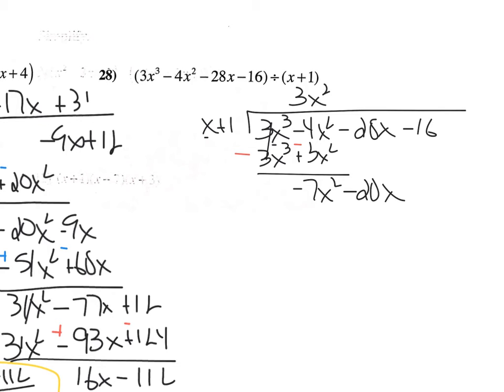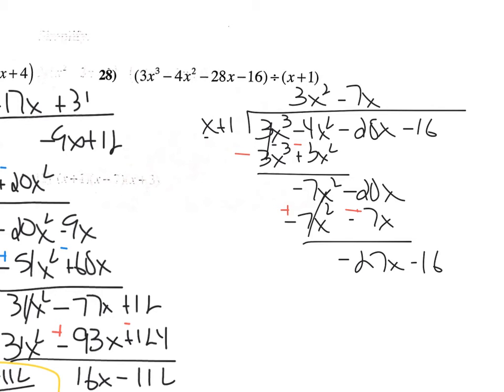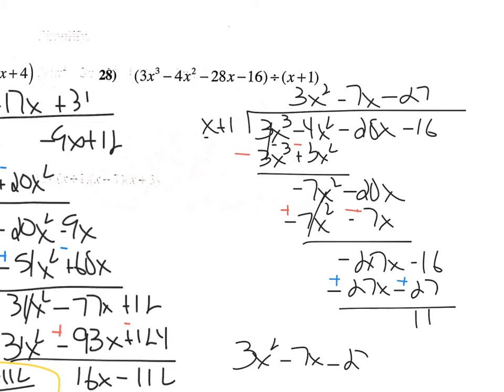What does x need to be negative 7x squared? It needs a negative 7x. So multiply through. Get negative 7x squared minus 7x. Change the signs, make that plus, make that plus. That's gone. Now I have negative 27x minus 16. So the x needs a negative 27. So I get negative 27x minus 27. Change your signs again. And that's gone. It gives you 11, which is your remainder. So your final answer, 3x squared minus 7x minus 27 plus 11 over x plus 1.